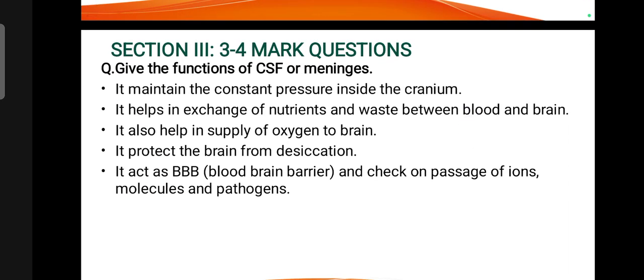Give the functions of CSF or meninges. It maintains the constant pressure inside the cranium. It helps in exchange of nutrient and waste between blood and brain. It also helps in supply of oxygen to brain. It protects the brain from desiccation. It acts as blood-brain barrier and check on passage of ions, molecules and pathogens.